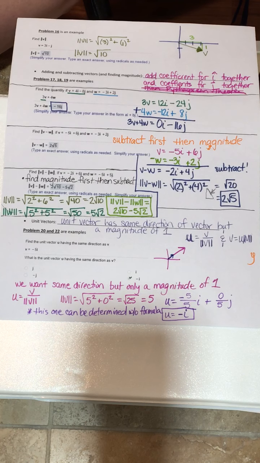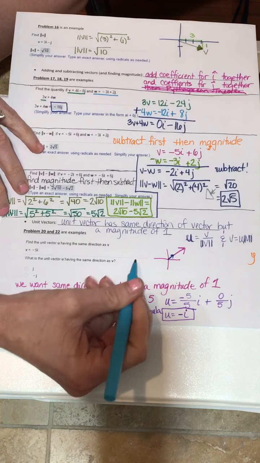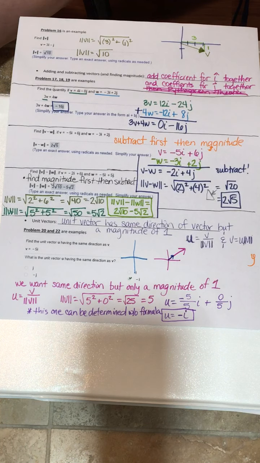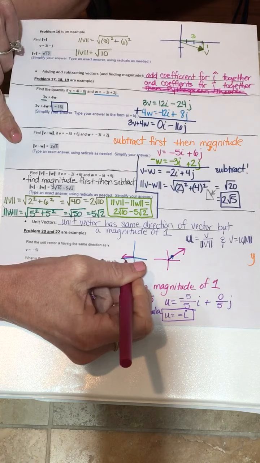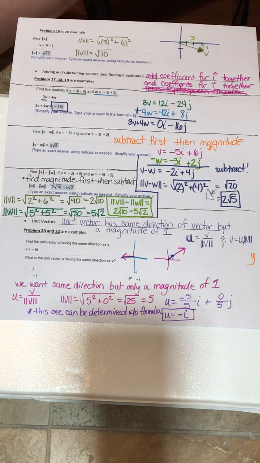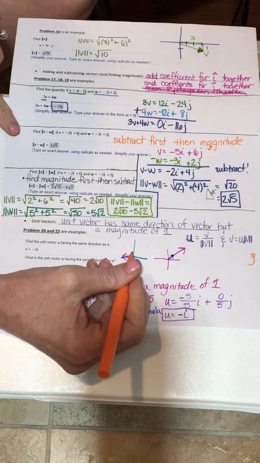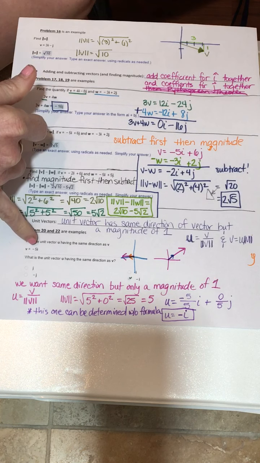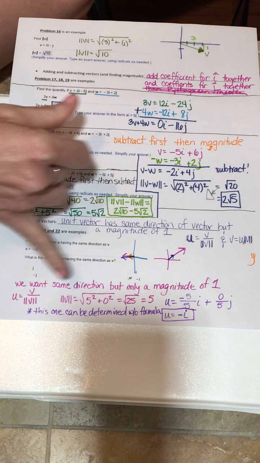In this case, I'm going to show you the long way, even though you really could use the short way to figure this one out. It says find the unit vector u having the same direction as v. Well, v is negative 5i, so a vector going negative 5i just means it's going 5 units to the left, right? The unit vector is going to be in the same direction, but only have a magnitude of 1. So your unit vector is just a little piece of that vector, and it's just going to be negative i, right?